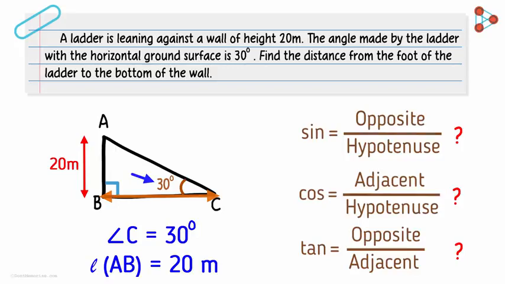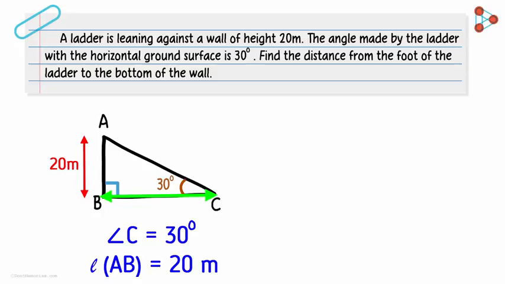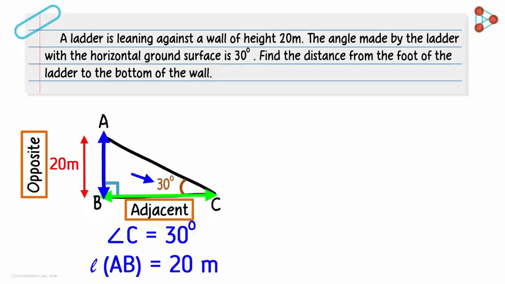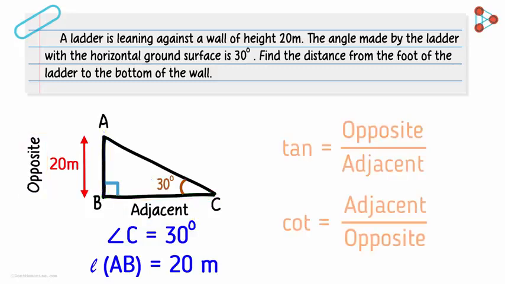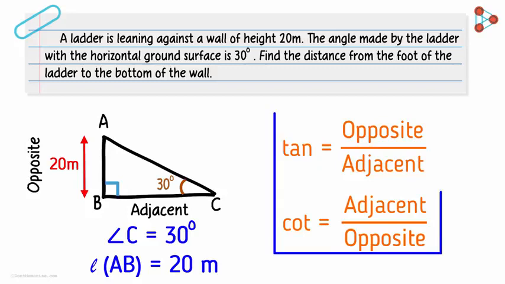Now let's understand this well. The length of BC is what we want and the length of AB is what we have. They are the adjacent and opposite sides of angle C. What does this tell us? It tells us that we should use that trigonometric ratio of angle C which involves opposite and adjacent sides. What will be that ratio? It will either be tan or cot because these two involve both opposite and adjacent sides of an angle.